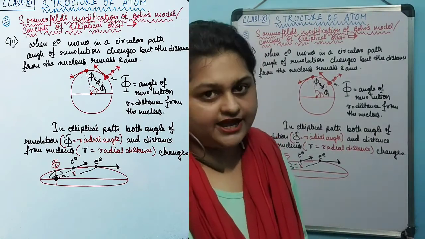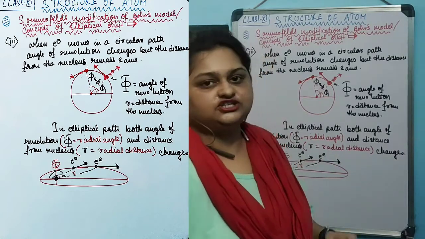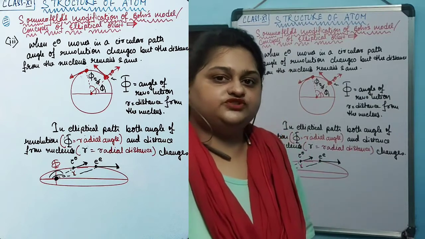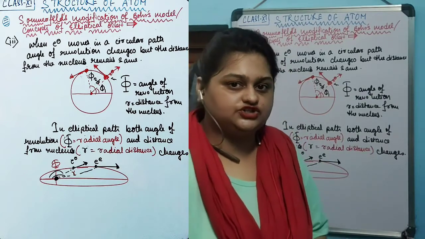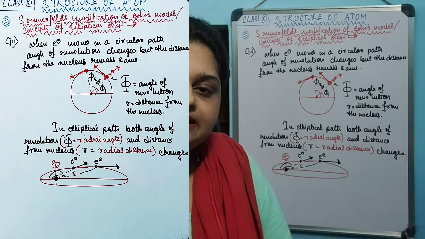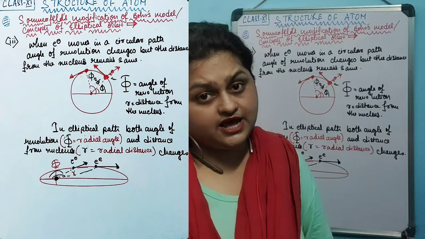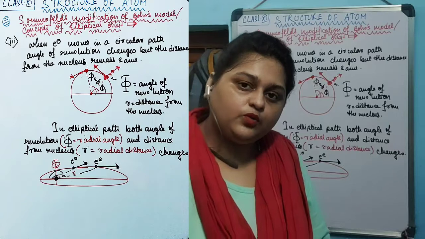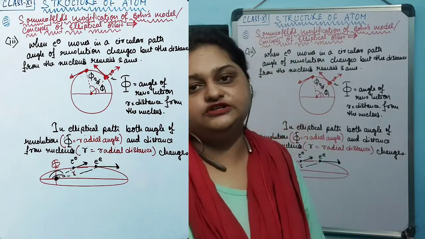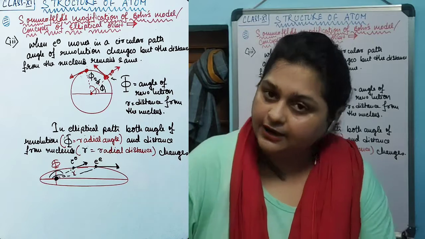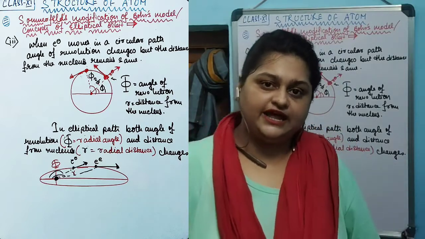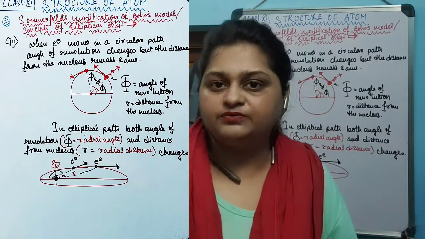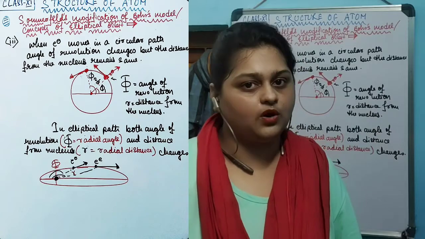That was the third suggestion or modification that Sommerfeld gave: when the electron moves around the positively charged nucleus in a circular orbit, the angle of revolution changes, but the distance of the electron from the nucleus remains the same. But when it moves around the positively charged nucleus in an elliptical path, the angle of revolution, that is the radial angle, changes, as well as the distance from the nucleus, that is the radial distance.